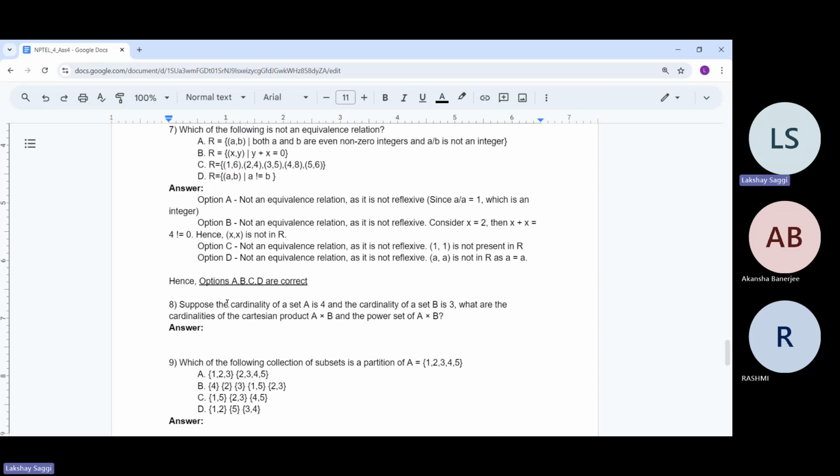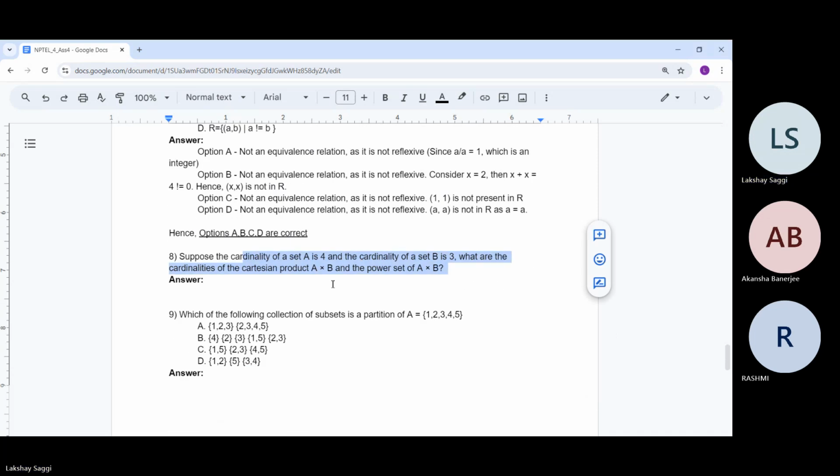Okay, so the eighth question now says that suppose the cardinality of a set A is 4 and the cardinality of a set B is 3. Then what are the cardinalities of the Cartesian product A cross B and the power set of A cross B? So again, this is a simple question. Would you guys like to answer? We have done this sort of question in one of the previous questions also. So what will be the cardinality of the Cartesian product A cross B and the power set of A cross B?